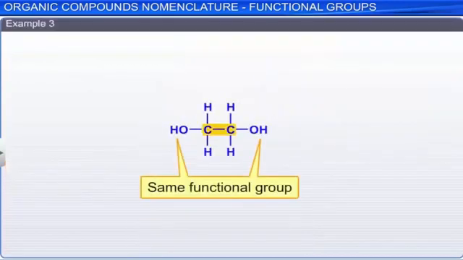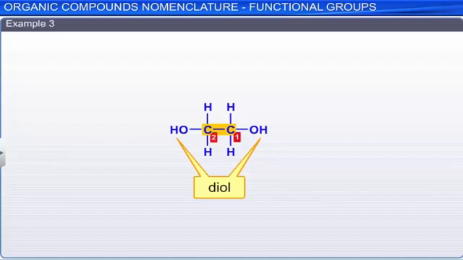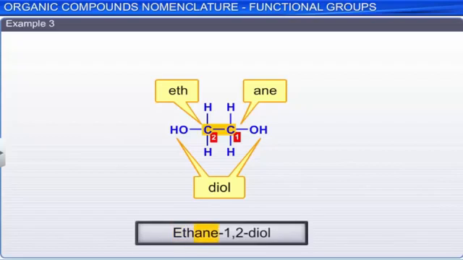If the same functional group appears more than once in a compound, we name the compound by adding di, tri, etc. before the suffix, and the full name of the parent alkane is written before the suffix. In this case, since two carbons are present, the word root is eth. A single bond is present, therefore the suffix is ane. Hence, the name of the compound is ethane-1,2-diol.